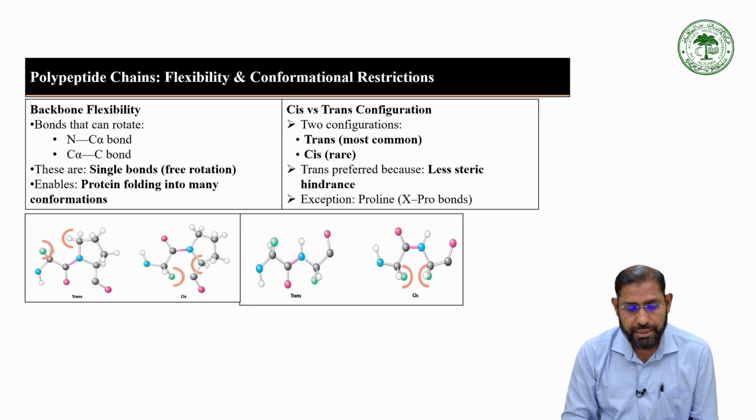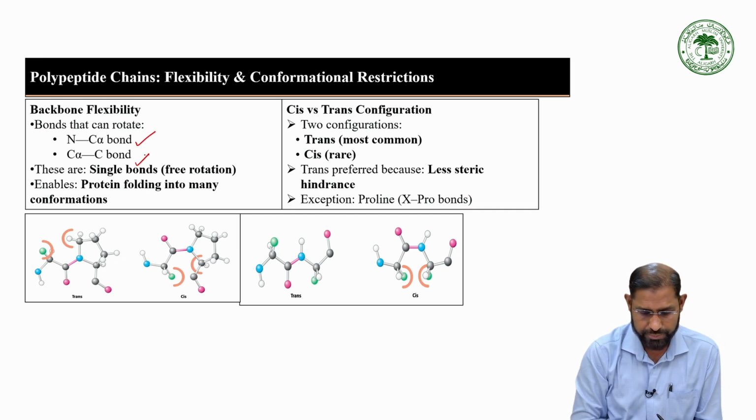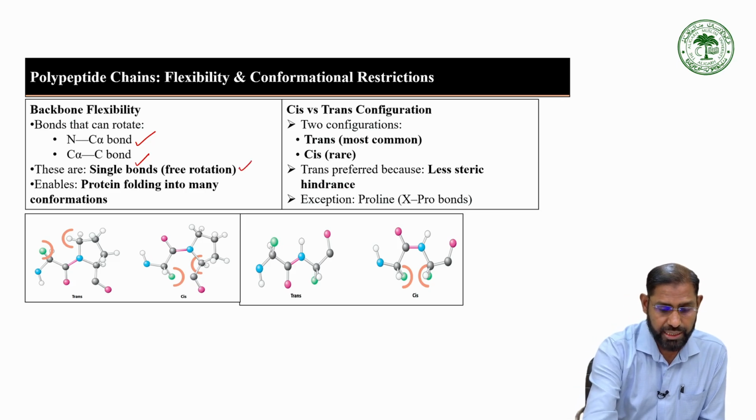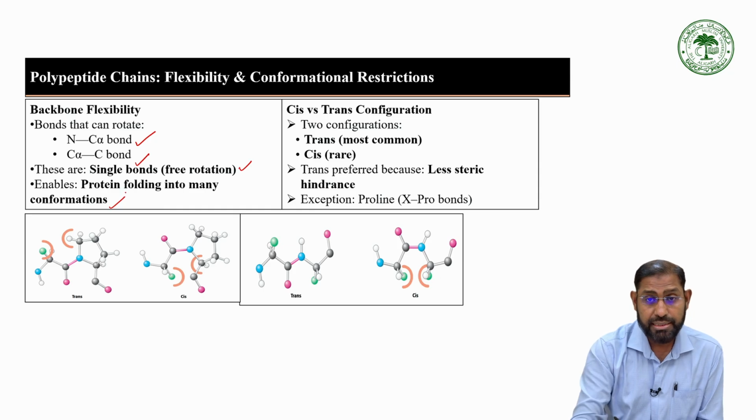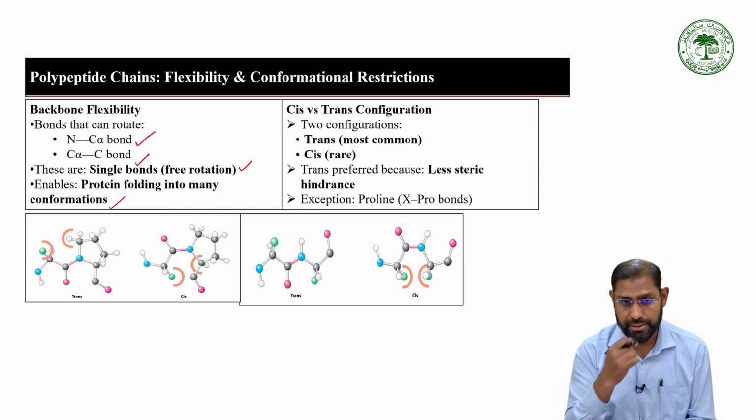Now, the backbone flexibility: how do they acquire backbone flexibility? Bonds can rotate on N-alpha and C-alpha, and C-alpha and N-alpha, but not in the peptide bond. These are single bonds with free rotation, which enable protein folding into many conformations.